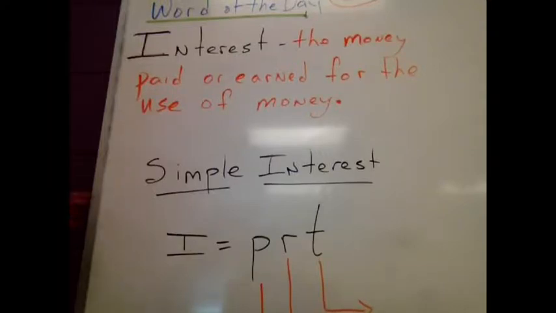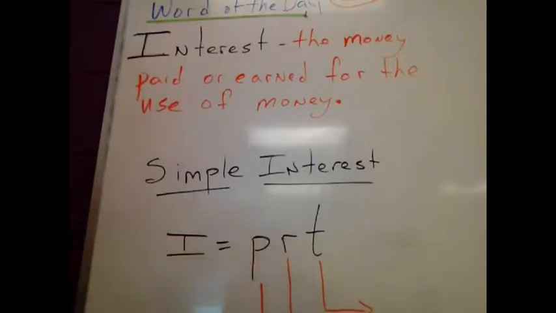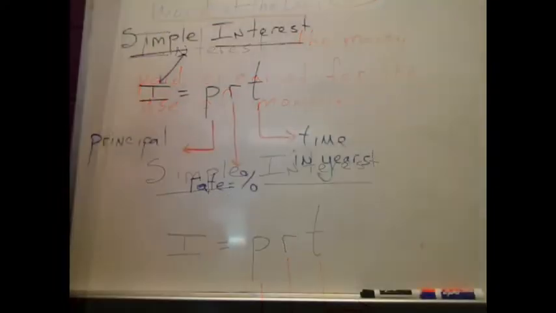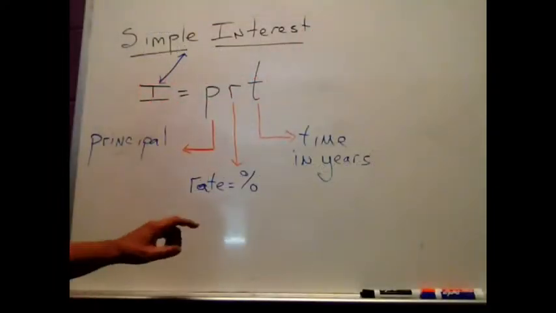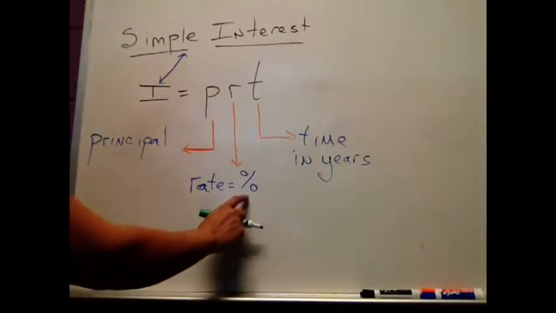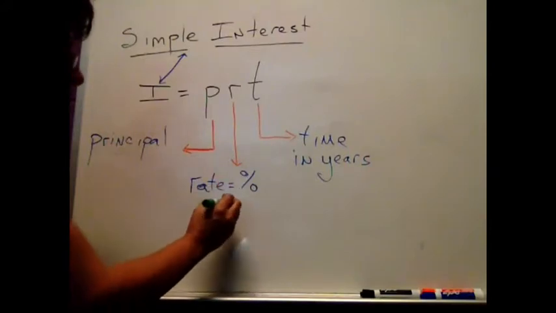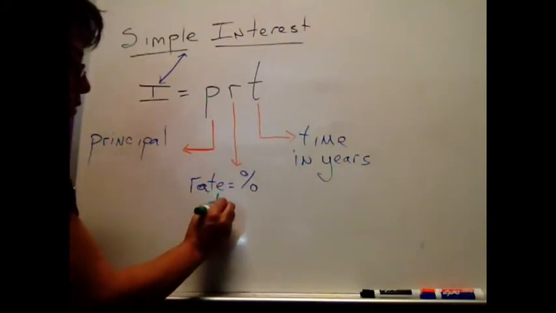All right, so let's talk about simple interest. We're going to have a nice formula. I is equal to PRT. Let's find out what those letters stand for. Okay, I should make this very clear. I should have said that rate needs to be in decimal form. Remember, if it's in percent, that means we're going to have to move the decimal point 2 times. So make sure this is in decimal form.